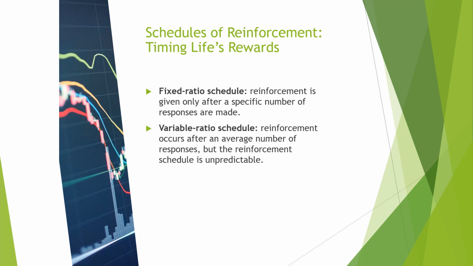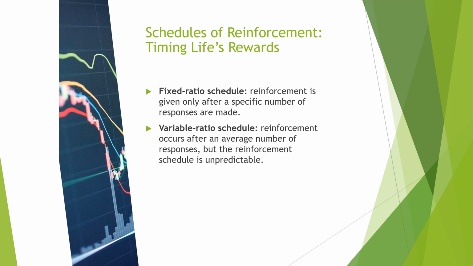A variable ratio schedule is that the reinforcement occurs after an average number of responses. So let's say that a good example of this is playing a slot machine. You are not rewarded every single time you put a quarter in the machine. You may be reinforced one time, and then you may not be reinforced for 10 more plays. And then maybe you're reinforced after 2 plays, and then you're being reinforced after 30 plays, and so on and so forth. So when you were reinforced, it varies. It's all based on an average.